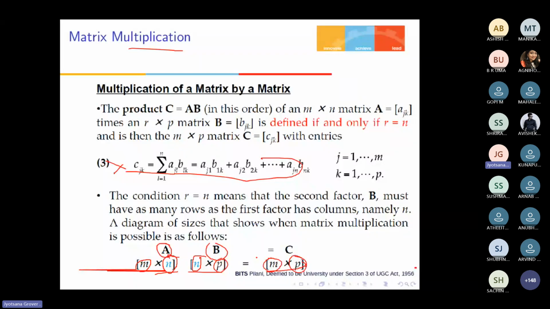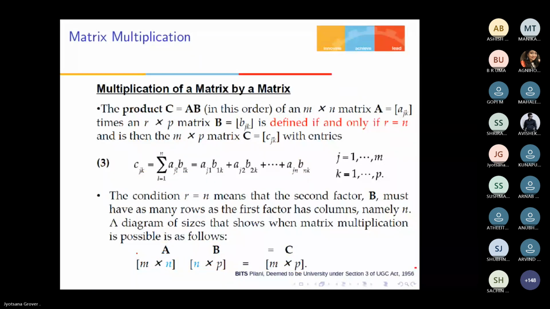For example, if you have matrix A of 2 cross 4, m is 2 and n is 4. If you want B to be compatible with A, n should be 4 and p could be anything. P could be, say, 3. So now the resultant matrix will be m cross p, that is 2 cross 3.